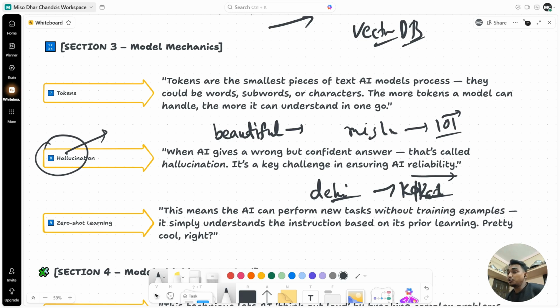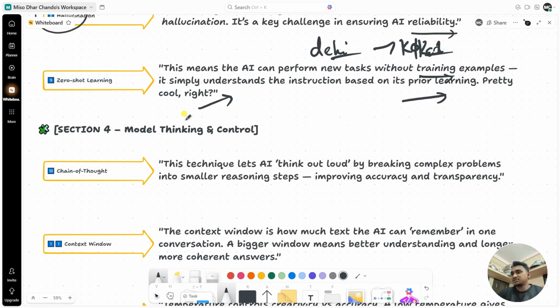Now let's see zero-shot learning. This means the AI can perform new tasks without training examples. You don't need to give it any kind of training examples. It simply understands the instructions based on its prior learning. It is pretty cool, right? If it looks pretty cool, you can comment below. Now let's go to the next section, the last section.